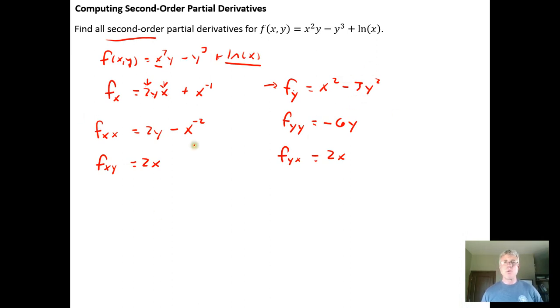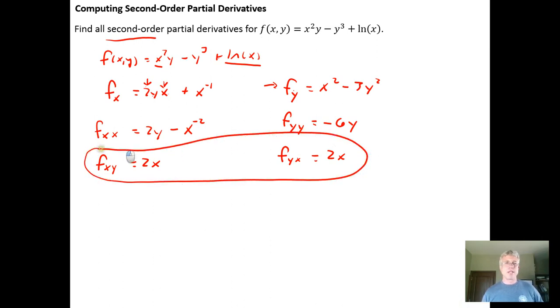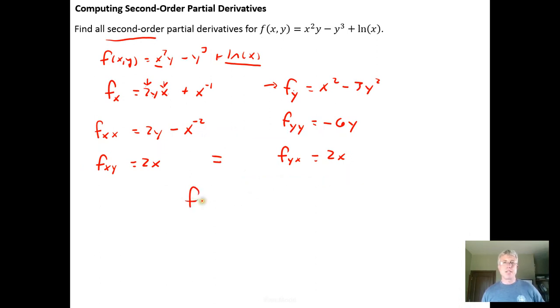So there's all four second partials, and what we want to notice right here is that the mixed partials f sub xy and f sub yx are actually equal to each other, and this is going to always be the case. It's going to be the case that f sub xy will always be equal to f sub yx, which we'll show a proof of in the subsequent video.